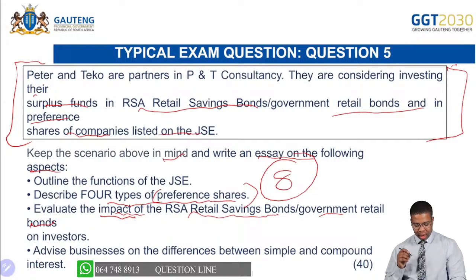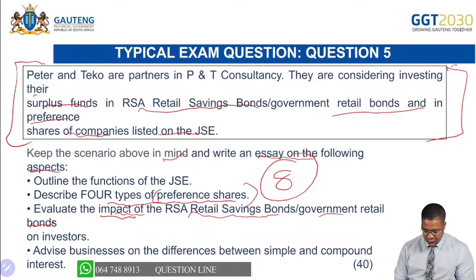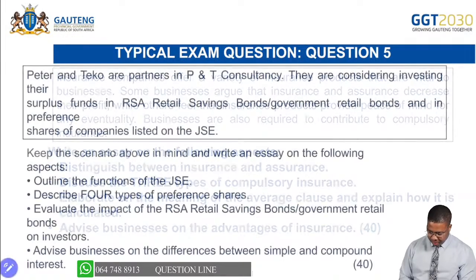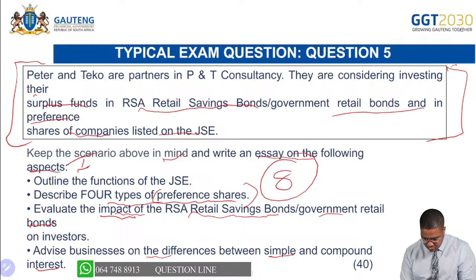Then as we proceed, the last subheading is to advise businesses on the differences between simple and compound interest. So this is a typical essay. I'm not saying it's coming. Let's be clear. I'm not saying it's coming, but this is how you should go about the essay when you are analyzing it, when you are interpreting it. Then remember, you should have an introduction and you should have a conclusion.